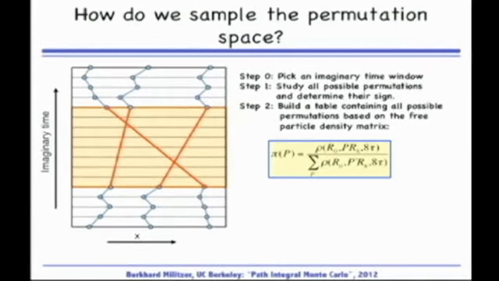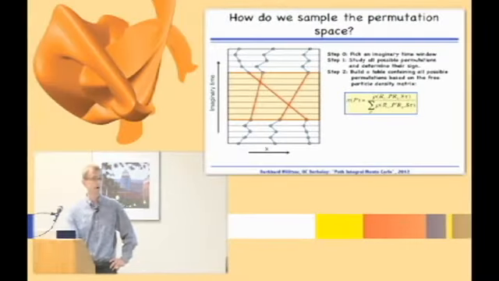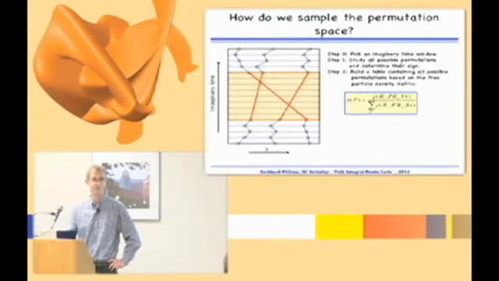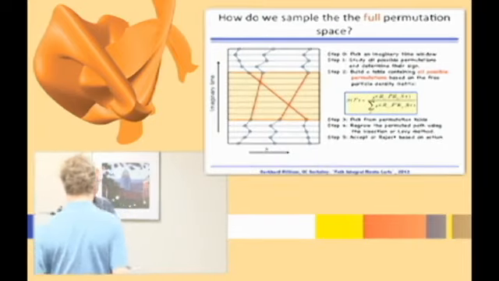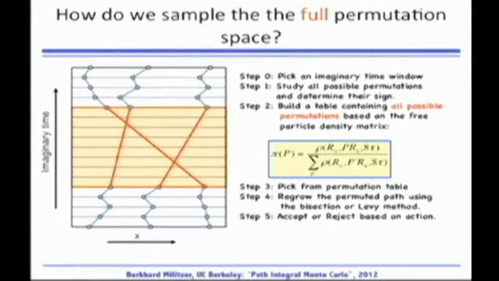And we build a giant table for all two-particle and all three-particle permutations. And there are a lot of them, and it takes time to do that. What we then do, we pick from the table, we know the weight for each individual state, and then we pick a particular permutation, and then we regrow the permuted path using the bisection or the Levy construction. Once we know where we should end up, we can just march in that direction, and the code doesn't know that this is the bosonic or fermionic problem. Just by introducing these permutations, you recover the bosonic result, but the actual bisection method is blind to this fact as long as you tell it where it should go.